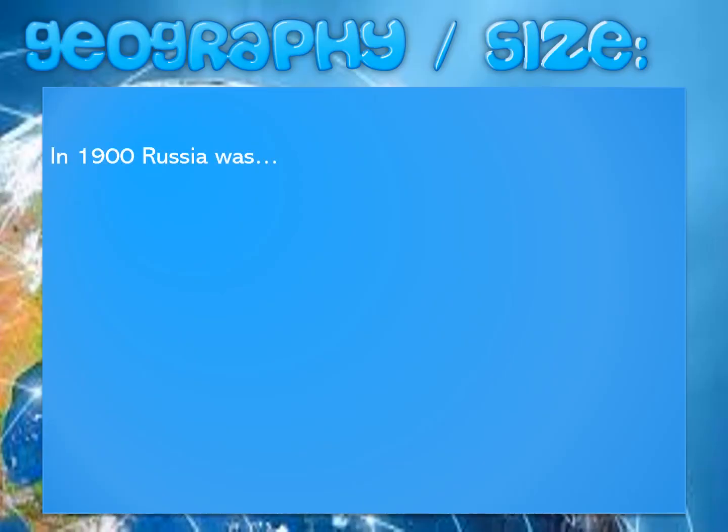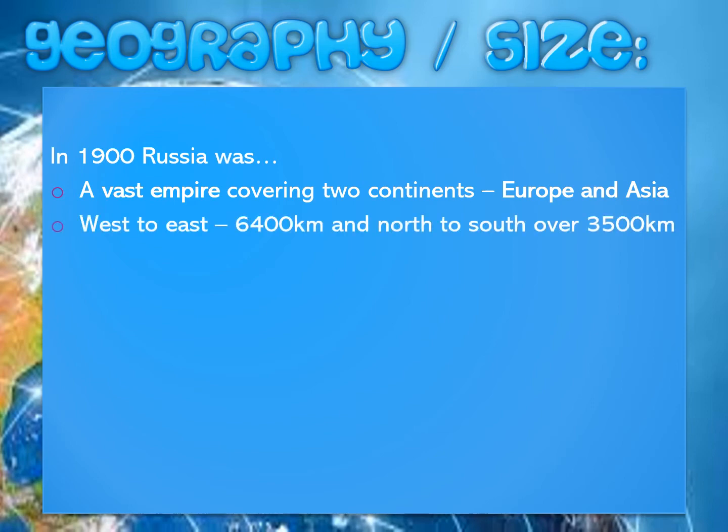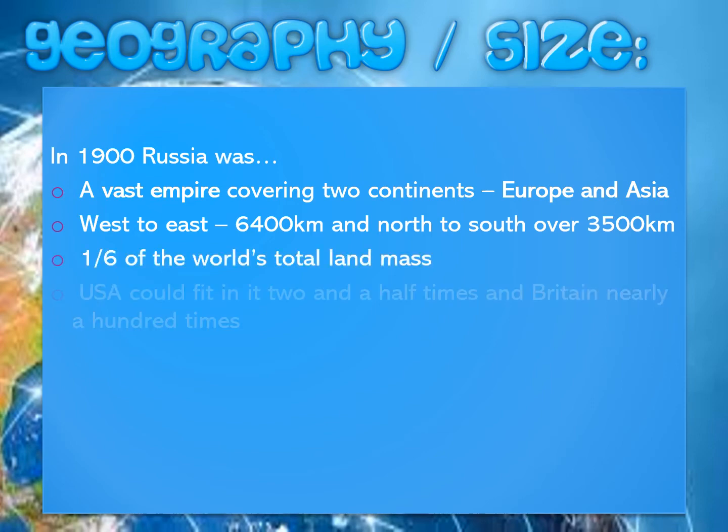So in terms of the geography and size, in 1900 we were talking about Russia being this vast empire covering 2 continents across Europe and Asia. From west to east we've got 6,400 kilometres, and north to south it's over 3,500 kilometres. It takes up 1/6 of the world's total land mass. Basically, the United States could fit in it 2.5 times, and Britain could fit in it nearly 100 times.